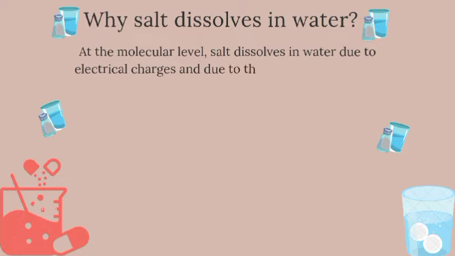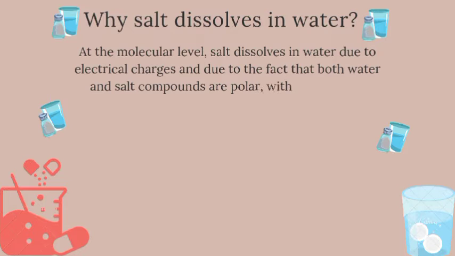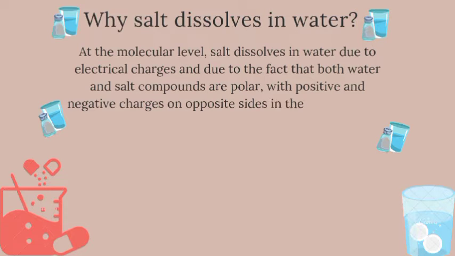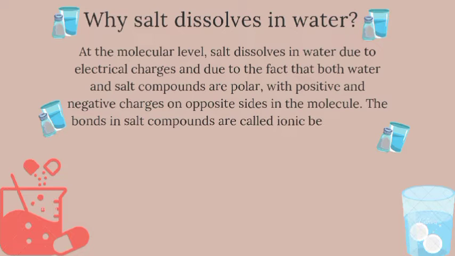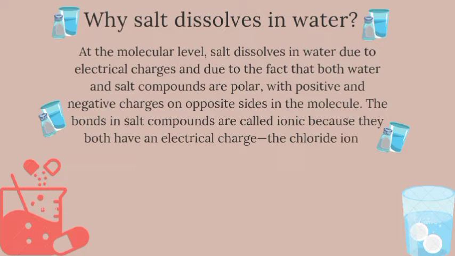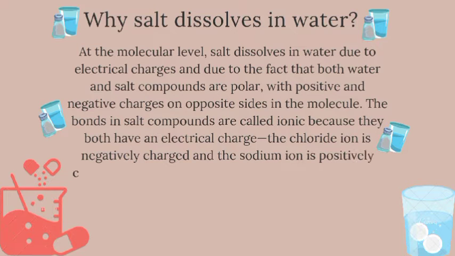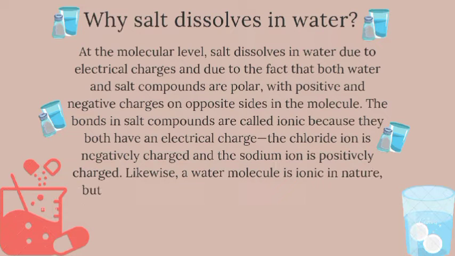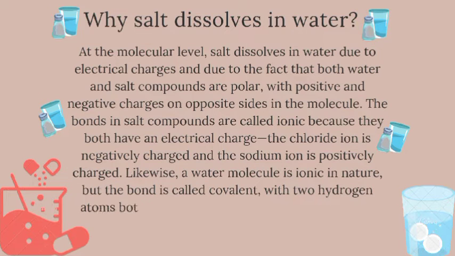At a molecular level, salt dissolves in water due to electrical charge and due to the fact that both water and salt compounds are polar, with positive and negative charge on opposite sides of a molecule. The bonds in the salt compounds are called ionic because they both have electrical charge. The chloride ion is negatively charged, and the sodium ion is positively charged.